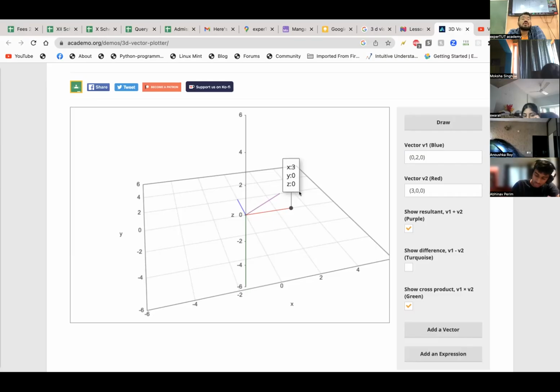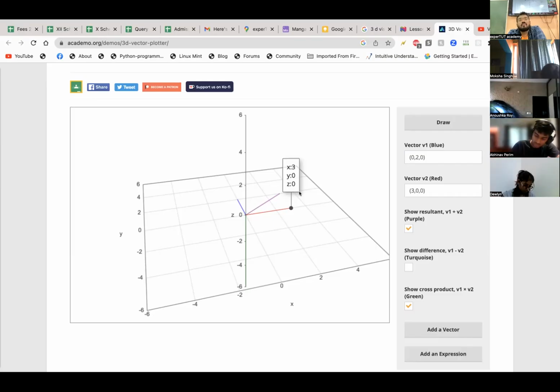More than? It can't happen. Two vectors are always lying in one plane. Good question. Two vectors are always lying in one plane. Okay? Does 2I plus 3J plus 4K lie in a plane? No. Okay, good question you are having.